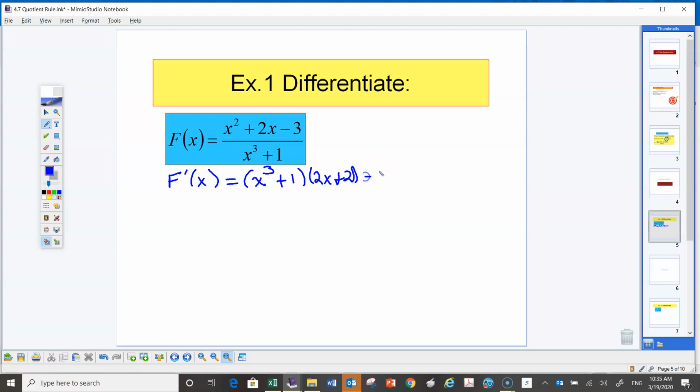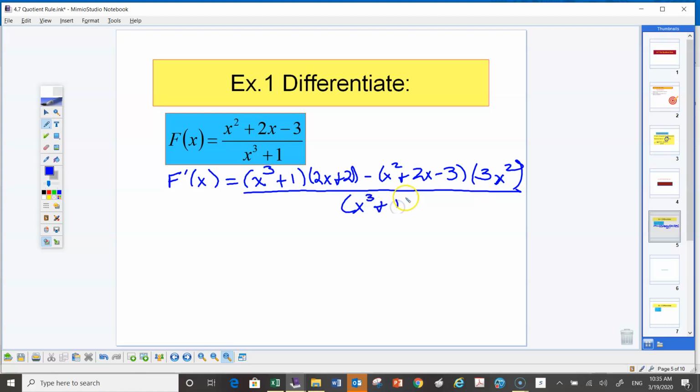And then we subtract our numerator, which is x squared plus 2x minus 3. And we multiply that by the derivative of the denominator, which is 3x squared. And this whole thing is divided by the denominator squared, which is x cubed plus 1 all squared. So we are done calculus at this stage. Okay, from here on it's just algebraic simplification.